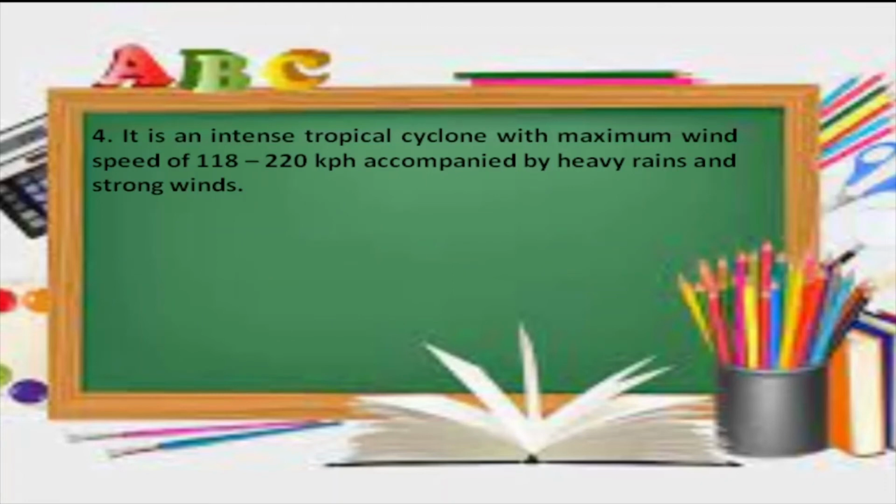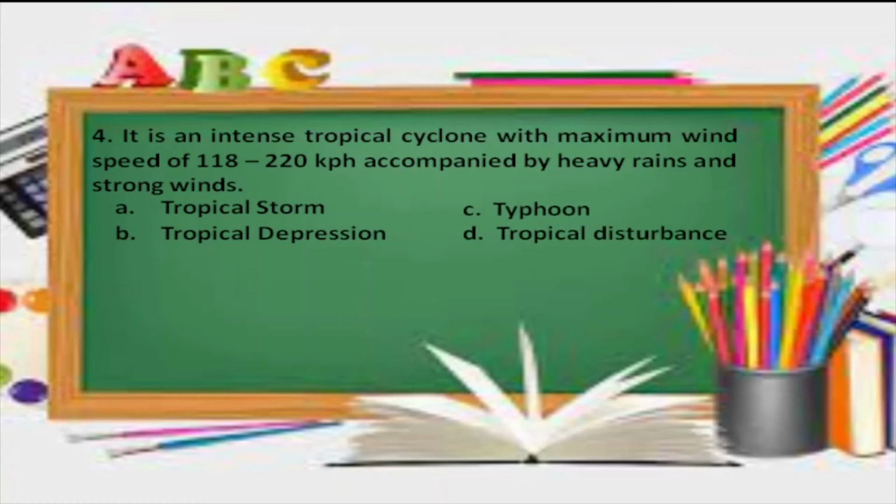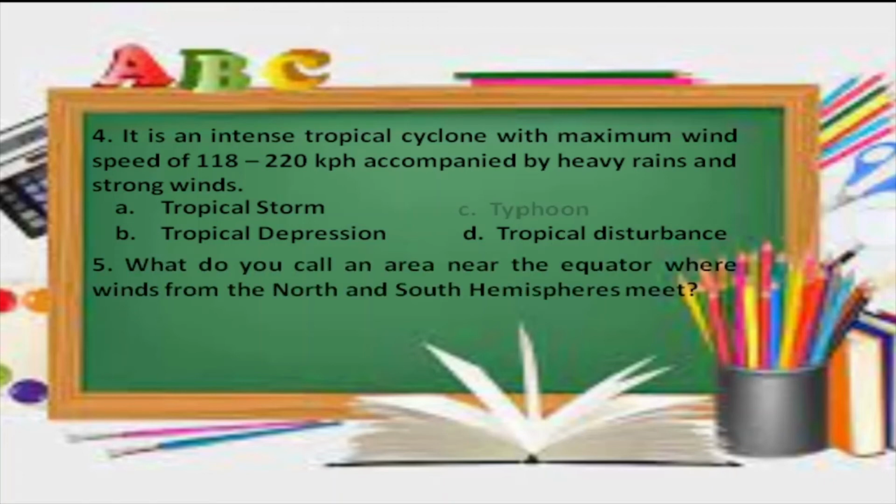It is an intense tropical cyclone with maximum wind speed of 118 to 220 kilometers per hour, accompanied by heavy rains and strong winds. Letter A. Tropical storm. Letter B. Tropical depression. Letter C. Typhoon. Letter D. Tropical disturbance. The answer is typhoon. Now let's proceed to item number 5.